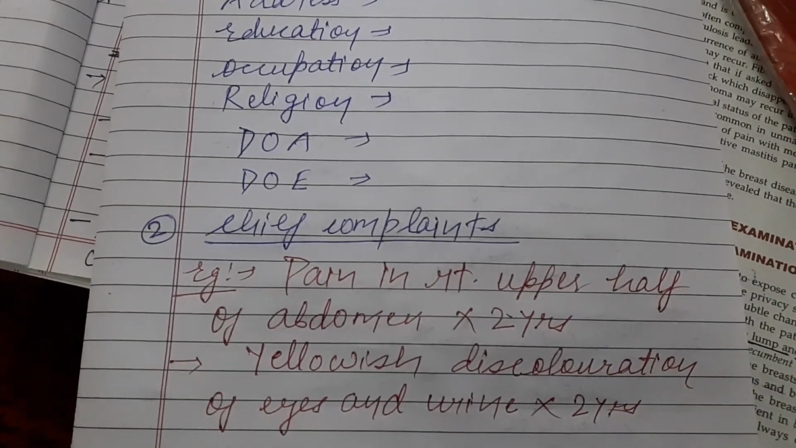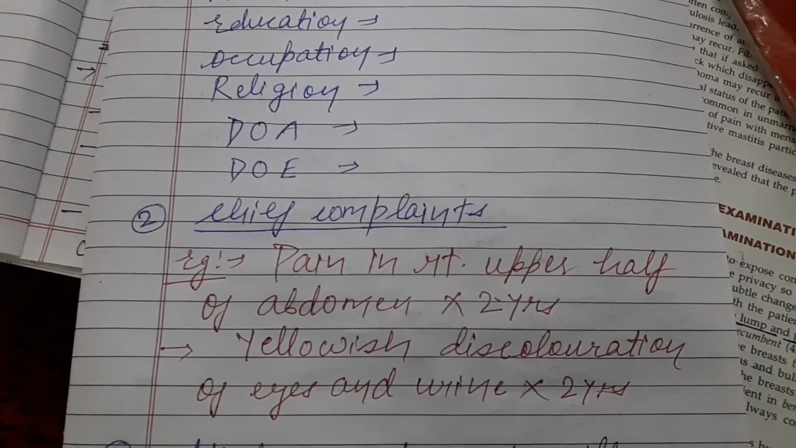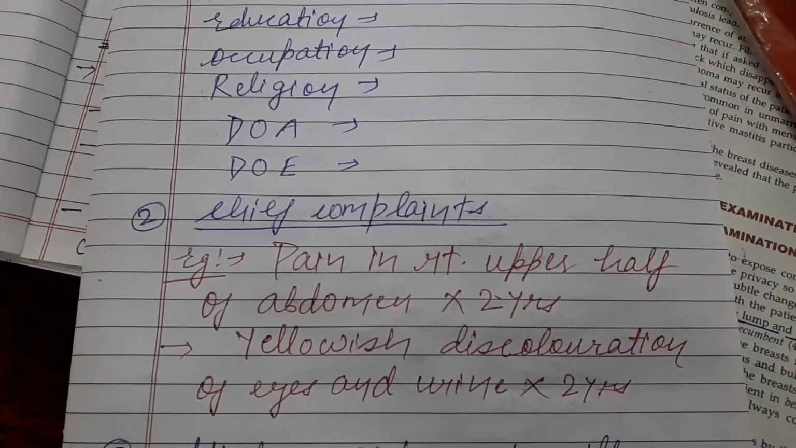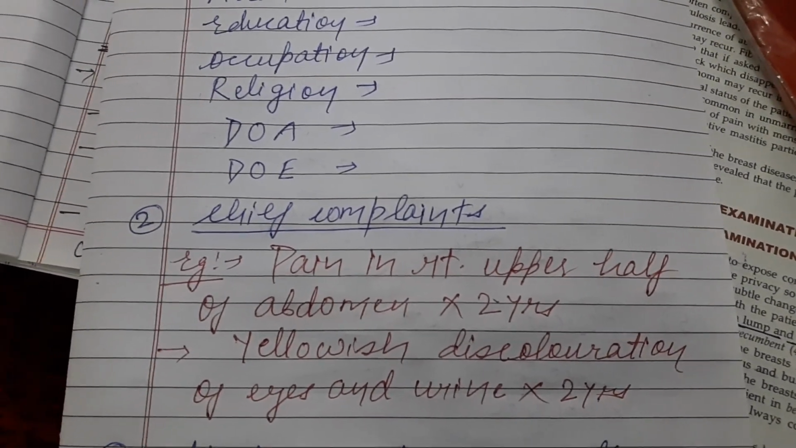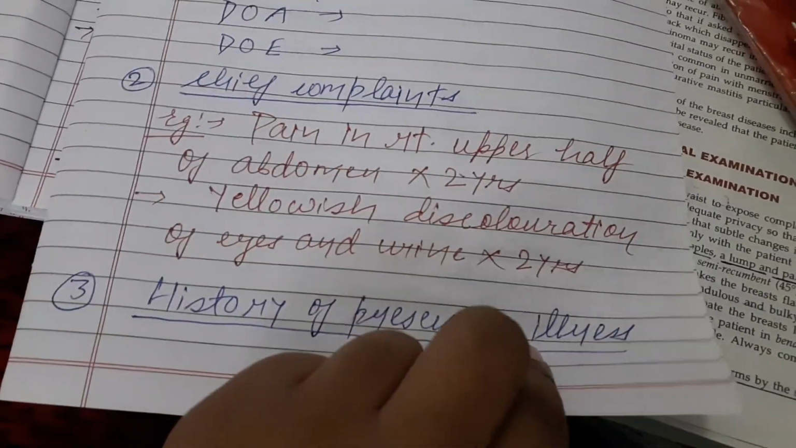Second is chief complaints. Chief complaints should always be written in chronological order. An example is pain in the right upper half of abdomen since 2 years, yellowish discoloration of eyes and urine since 2 years. Third one is history of presenting illness.